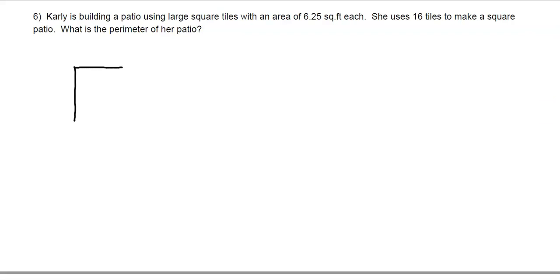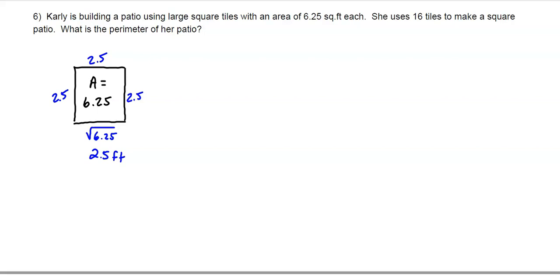So here's the tile. It's a square, and the square has an area equal to 6.25. So if I want to find the side length dimension, I'm going to do the square root of 6.25, which comes out to be just 2.5. So these are the type of tiles she's working with. And we're talking about feet. So these are pretty big tiles, 2.5 feet. Should be what, 30 inches?